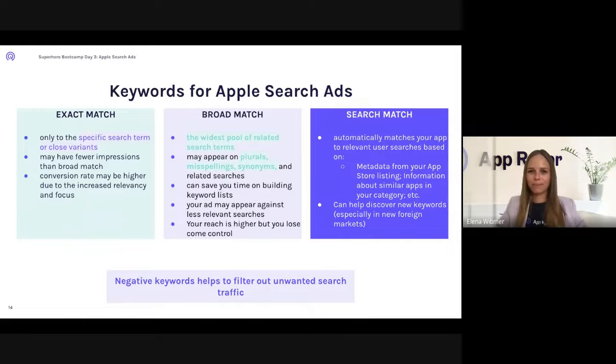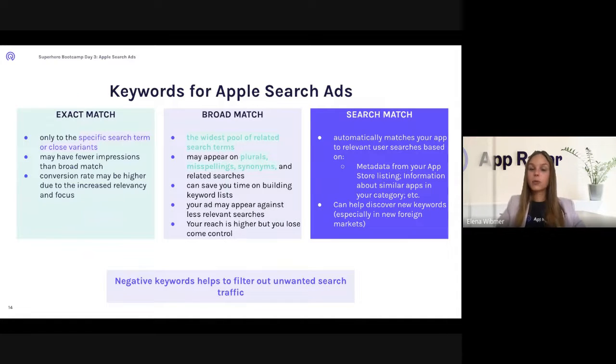When we talk about broad match, this is actually a way wider pool of related search terms that the keyword you provide will get matched to. It may appear on plurals, synonyms of that specific keyword, misspellings, or related searches. That means it can save you time when you're building your keyword lists, but keep in mind that your ad may appear against less relevant searches, given that it's a broader pool. At the same time, your reach is higher, right? Because you're attracting a wider audience. But again, just keep in mind, you will also lose some control here.